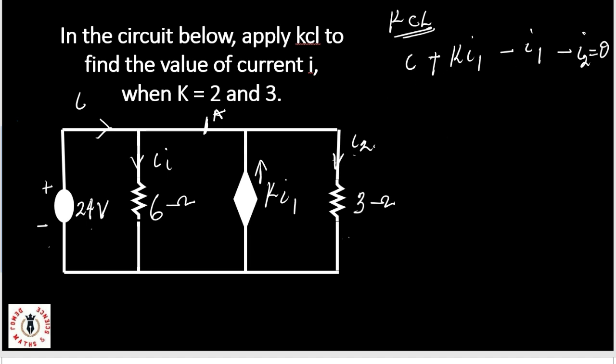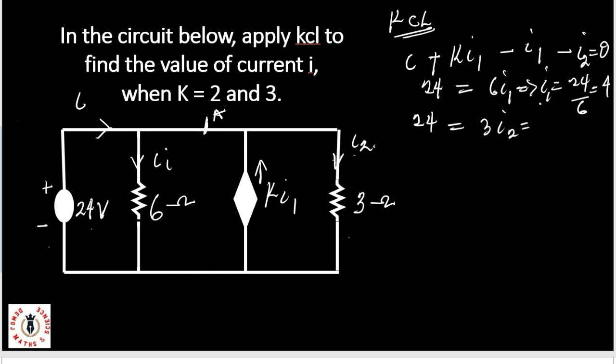Now from Ohm's law, observe that 24 volts is across this 6 ohm, telling me that 24 volts, my V is equal to IR is equal to 6 times I1, which implies that I1 is equal to 24 over 6, which is equal to 4 amps. The same 24 volts is the same thing as 3I2, which implies that I2 is obviously equal to 24 over 3, which is equal to 8 amps.